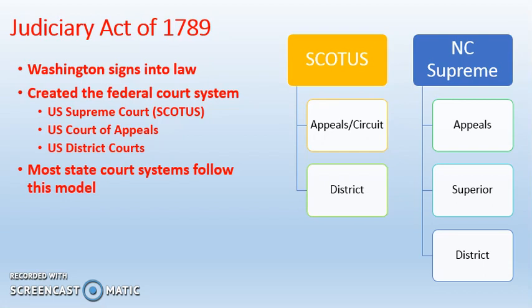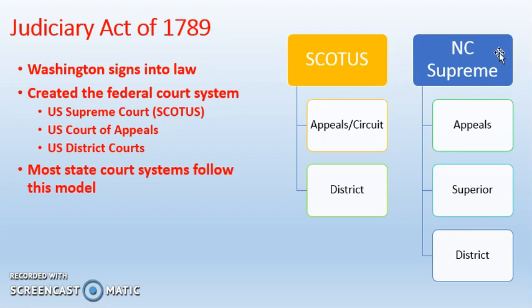Now, below the Supreme Court of the United States is the appellate or the circuit court. And so this is just appeals court. And then below them is the district court. So here in North Carolina, we follow the same structure as most states do. You have a Supreme Court in North Carolina, and it's the North Carolina Supreme Court. Below the North Carolina Supreme Court that only deals with North Carolina Constitution.